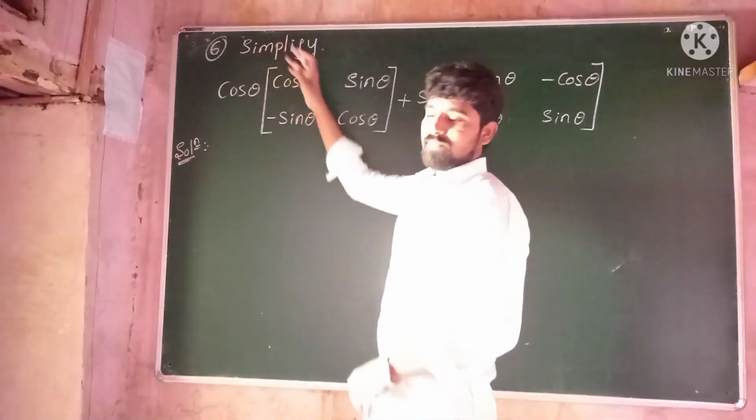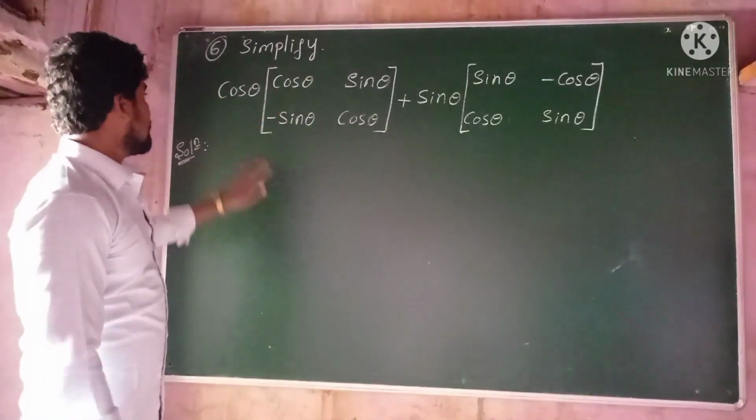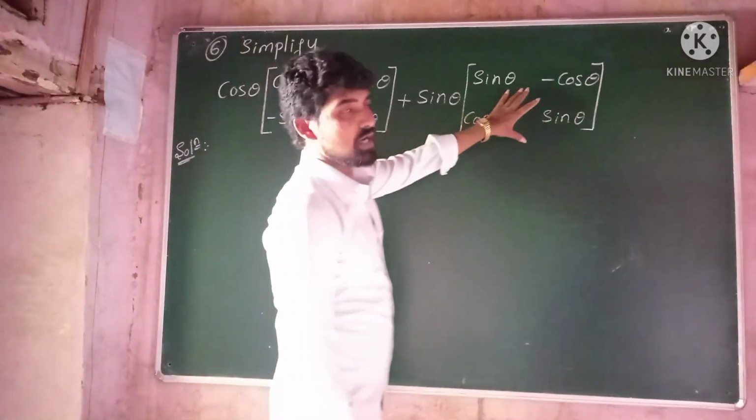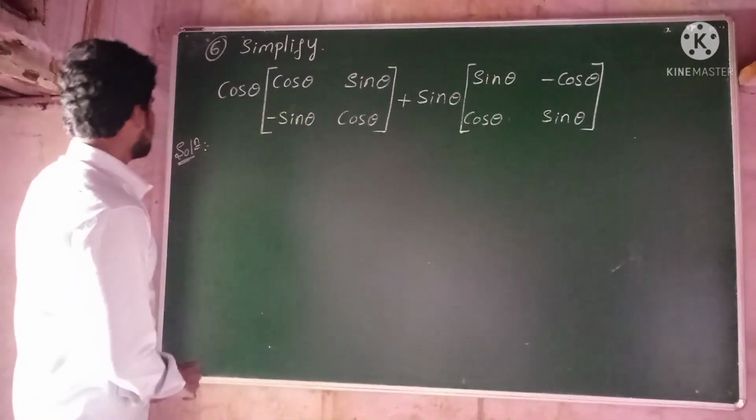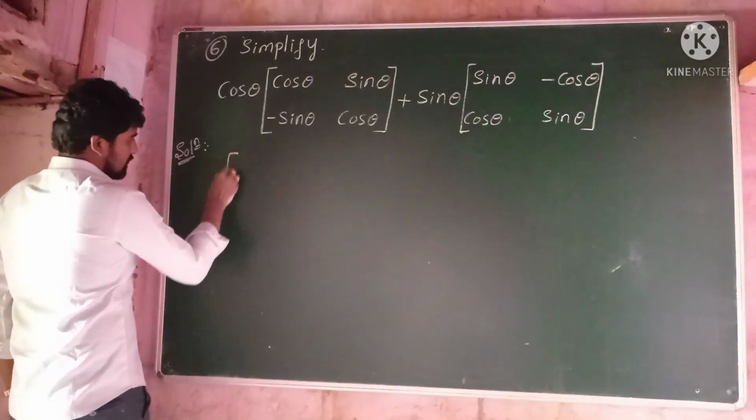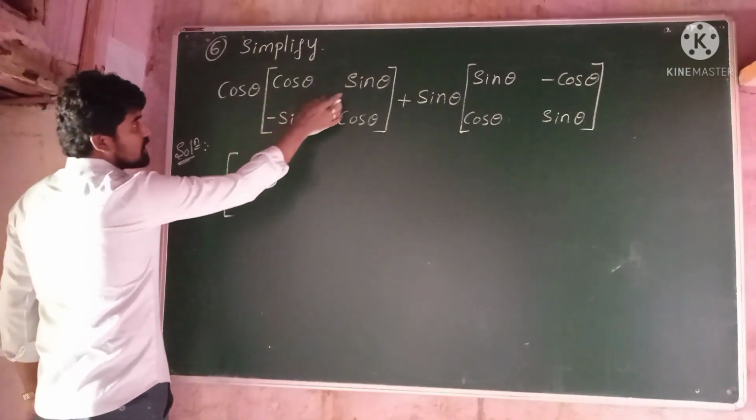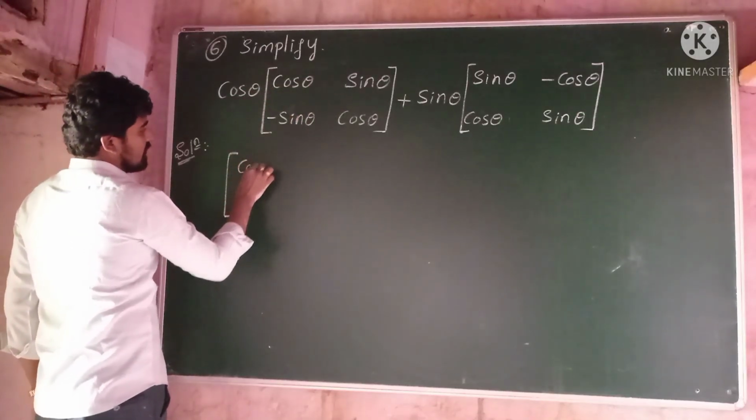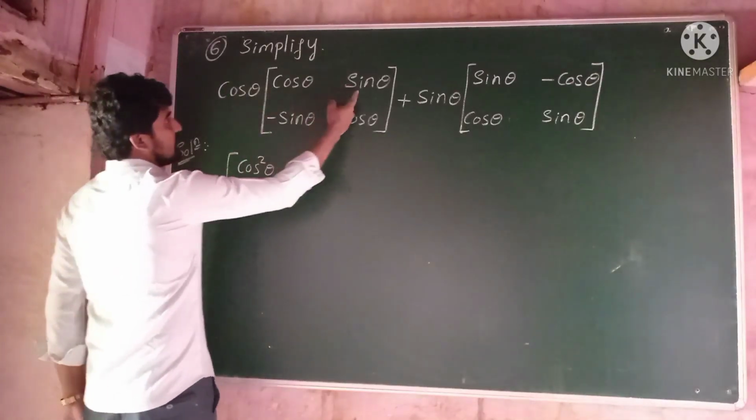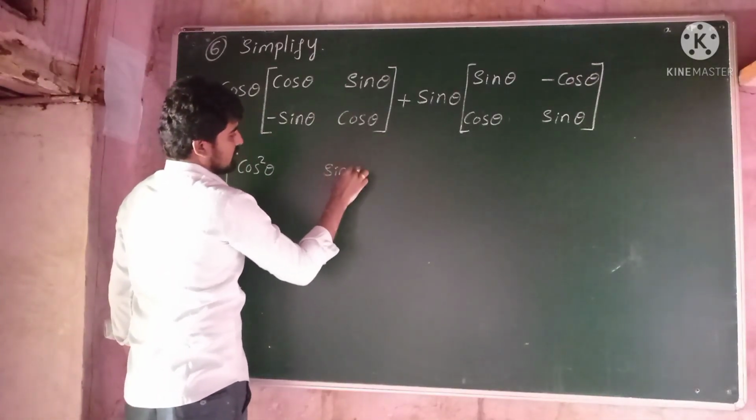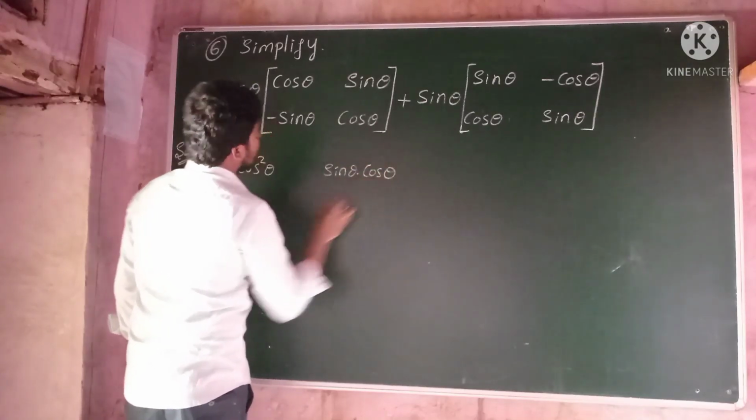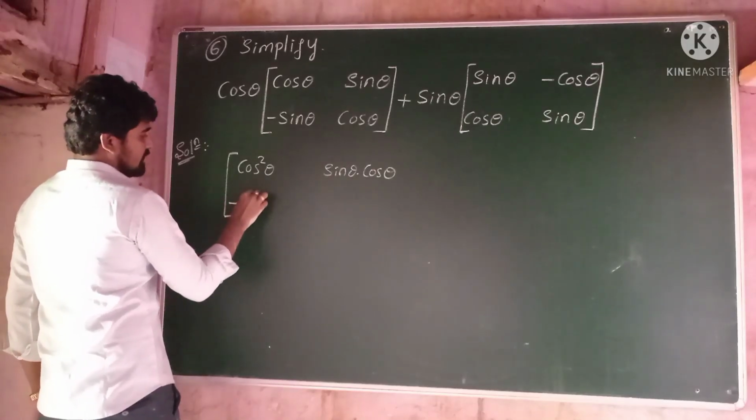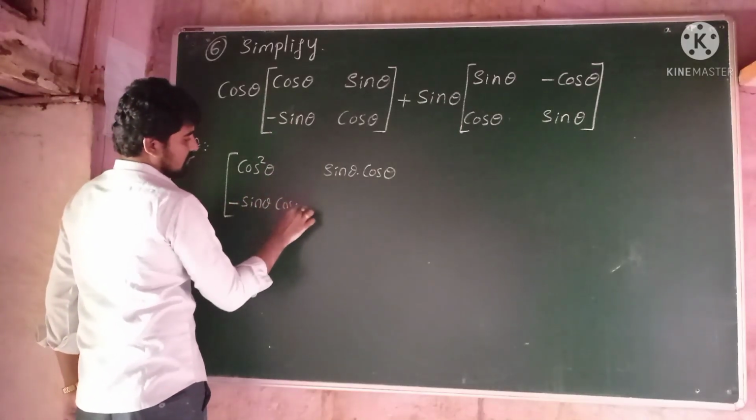Now the sixth question, simplify the given equation. Here he has given cos theta into one matrix plus sin theta into other matrix. So for simplifying this, first we need to multiply this matrix with cos theta. So cos theta into cos theta, cos square theta. Cos theta into sin theta, as it is sin theta into cos theta. Cos theta into minus sin theta, minus sin theta into cos theta.